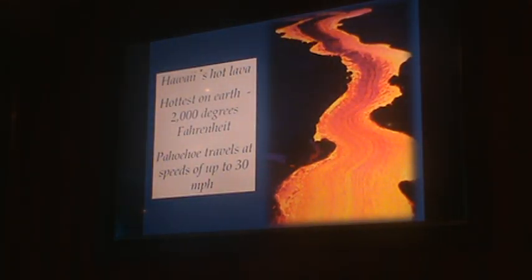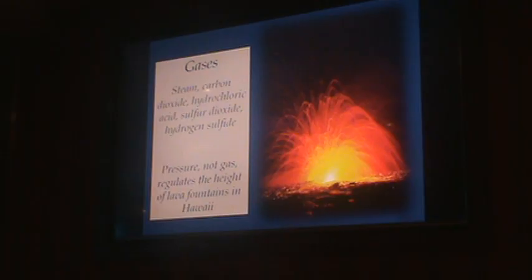Hawaii's lava is the hottest on the planet, up to 2,000 degrees, and it can travel up to speeds of 30 miles an hour. It gives off gases of nitrous oxide, sulfur dioxide, hydrogen sulfide, hydrochloric, all of these nasty little gases that we don't really want to be near.